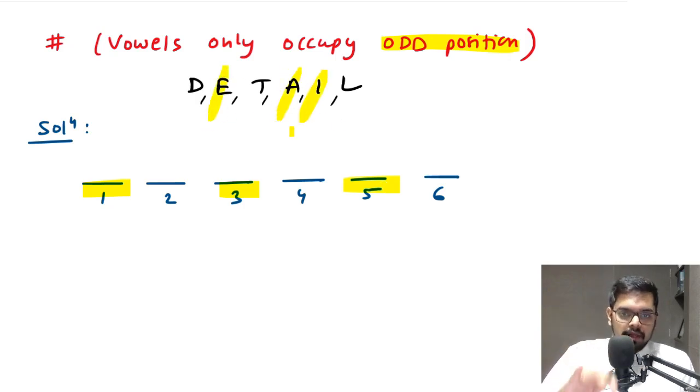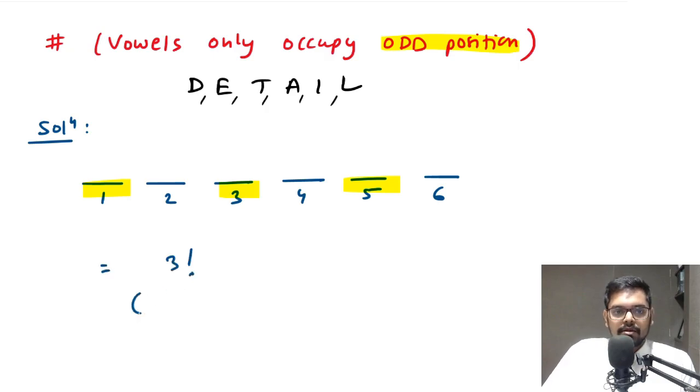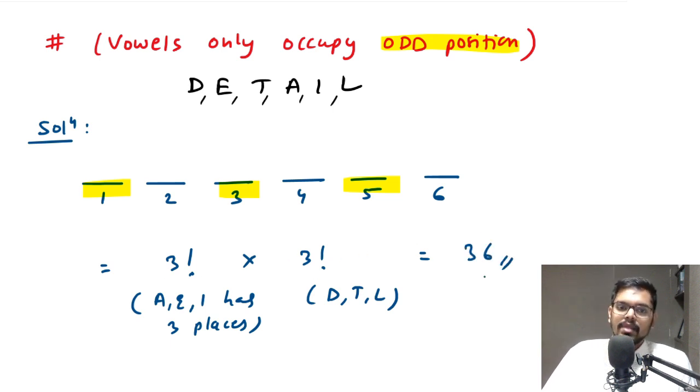So tell me, 3 positions, 3 letters, how many ways can you arrange? 3 factorial ways you can arrange, isn't it so? So 3 factorial ways. Why 3 factorial? Because A, E, I have 3 places. So 3 factorial. And the letters which are not vowels, that is D, T, L, again for them we have 3 places. So for DTL, they can be arranged in 3 factorial ways. So final answer is 3 factorial into 3 factorial, which comes out to be 36. Easy. Sir, this is very easy, but we need a level up question.